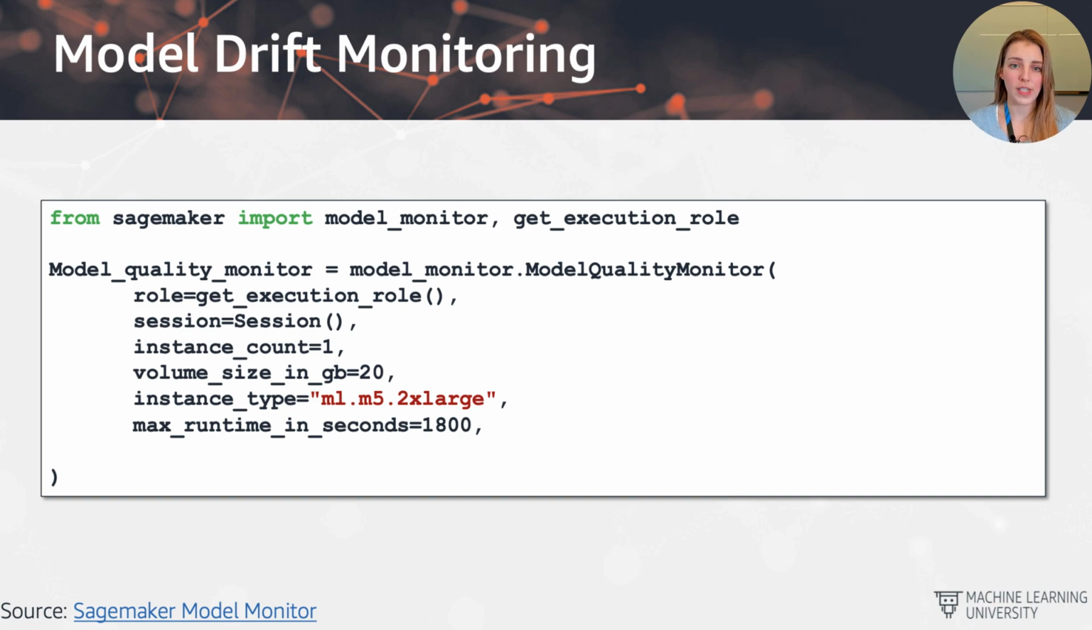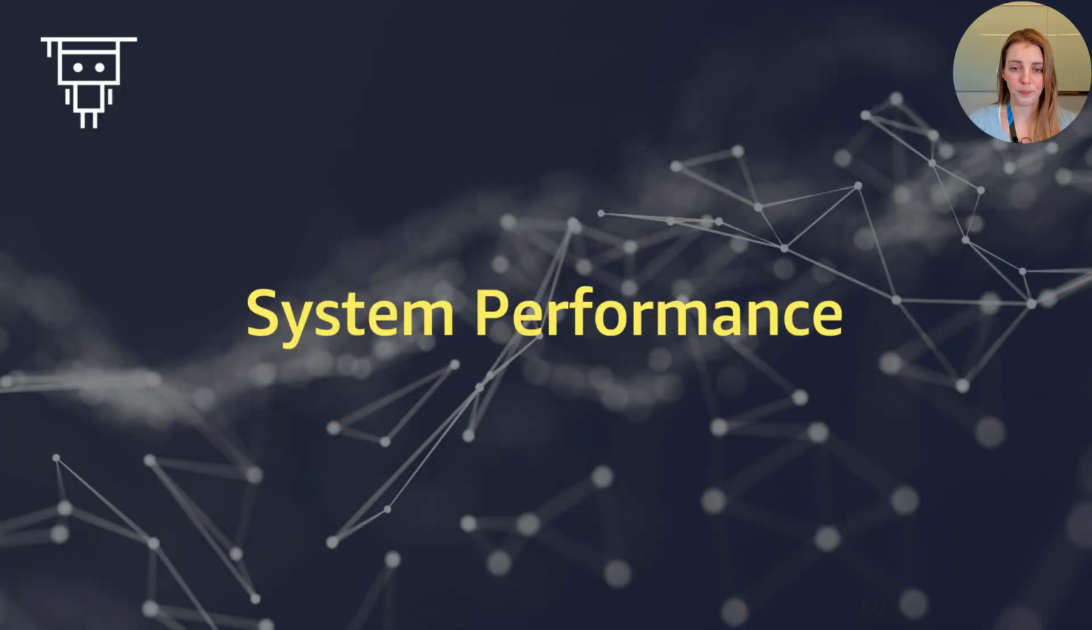In terms of how to set up model monitoring, we have another code example here where we can see that we're setting up a monitoring job, or rather we're creating the instance that will perform the monitoring. We authenticate, we provide the information of how many instances we want to use, the volume size of the instance type, and then also we limit the runtime with max runtime in seconds.